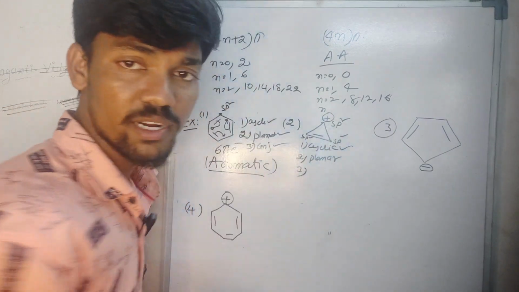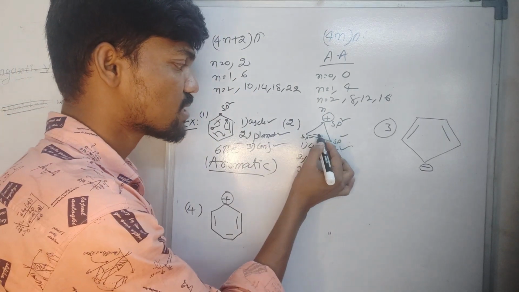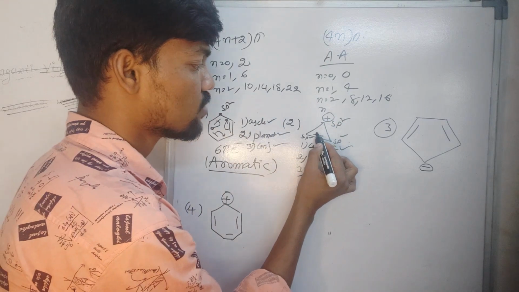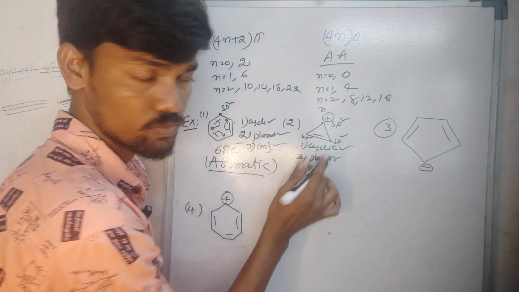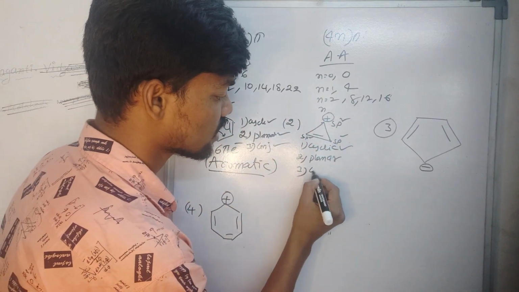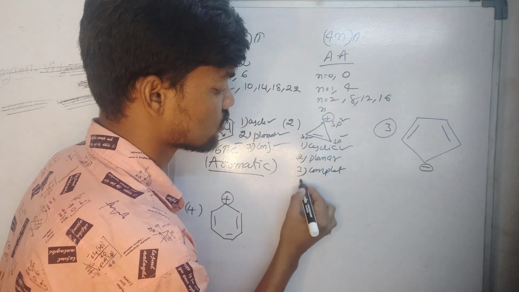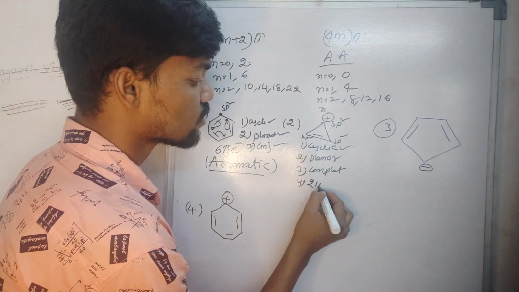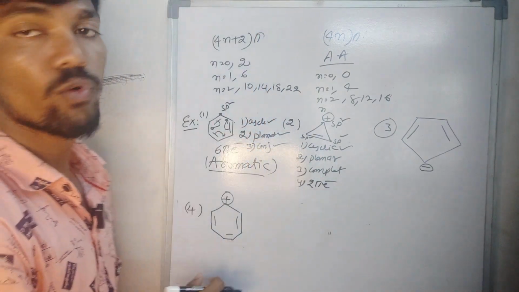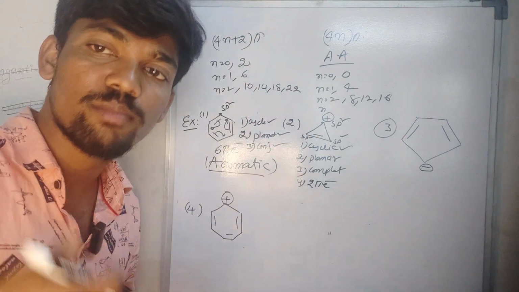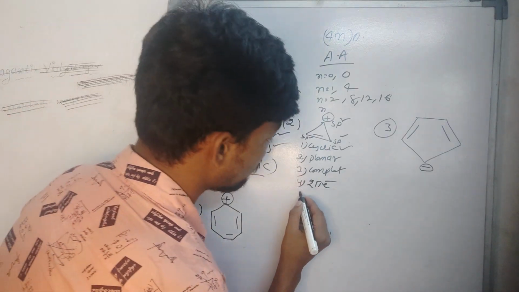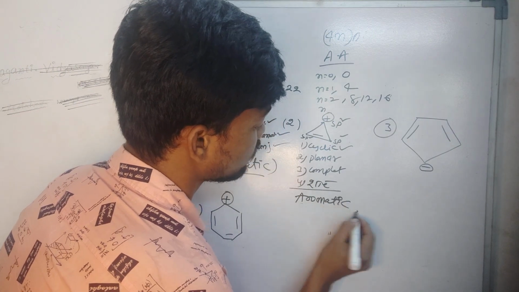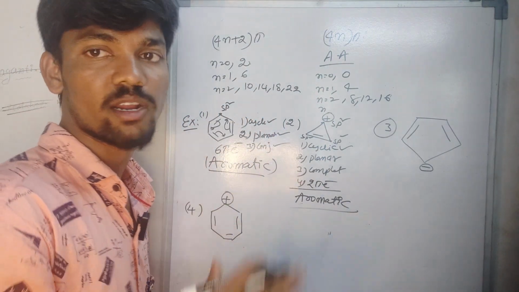Now tell me, is it complete conjugation or not? Yes, complete conjugation. Why? Because there is an alternate positive charge like this, so if it goes through, the positive occurs here. Complete conjugation is also present. How many pi electrons are there? One pi bond is there, so 2 pi electrons. 4n plus 2 is the feature of aromatic. So finally it is an aromatic compound. Like this you have to remember whether it may be aromatic or non-aromatic.